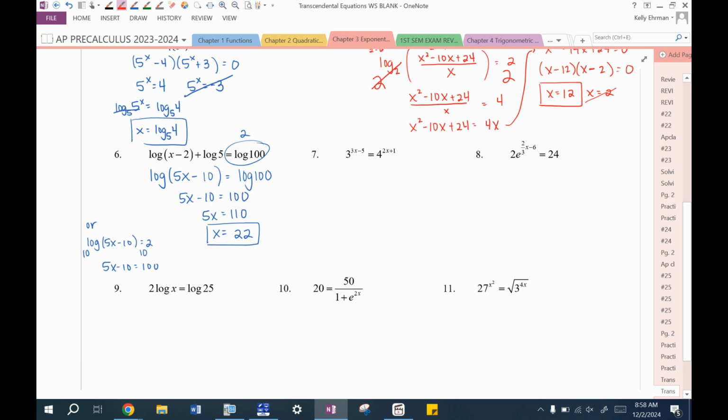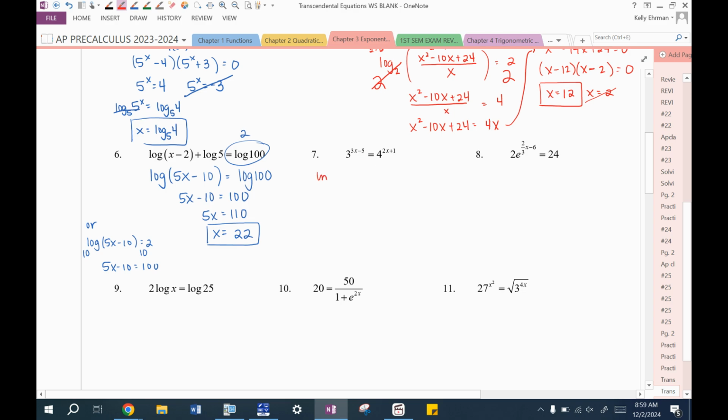Now for number 7, I don't want to log base 3 both sides or log base 4 both sides, because that makes it really hard to isolate the x's and solve for x. You can try it if you want to. It's kind of tricky. So instead, I would just natural log both sides or common log both sides. I tend to natural log.